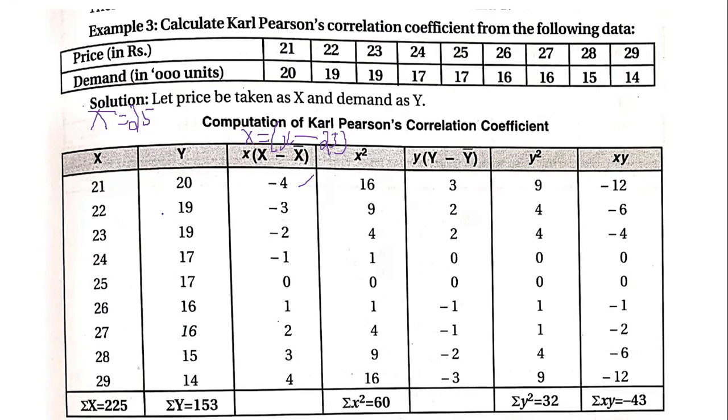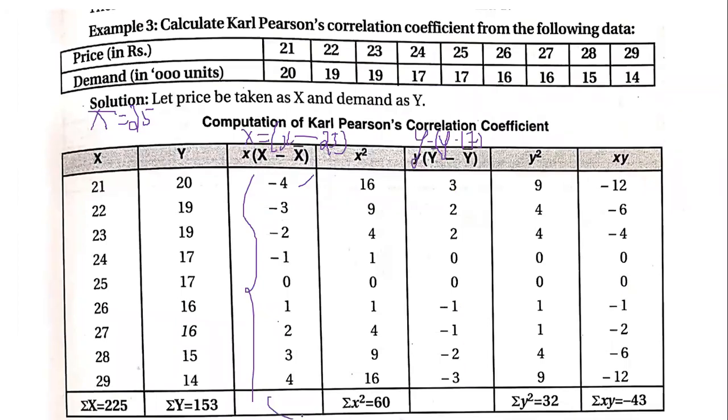Then 22 minus 25 is minus 3. 23 minus 25 is minus 2. 24 minus 25 is minus 1. And so on, you will have to calculate all the deviations. And similarly, small y is equal to y minus y bar, which is 17. So 20 minus 17 is 3. 19 minus 17 is 2. 19 minus 17 is 2 again. 17 minus 17 is 0. Again 0, minus 1, minus 1, minus 2 and minus 3.